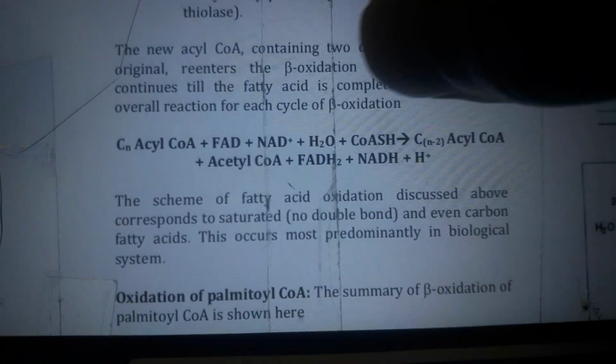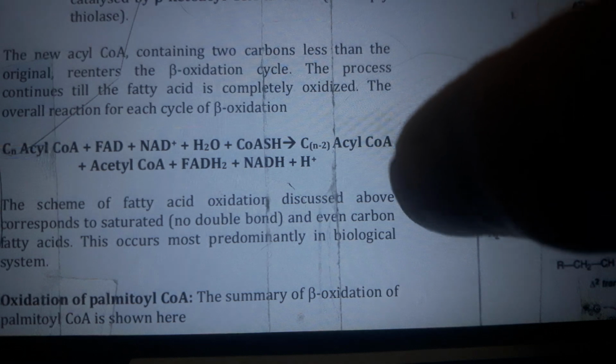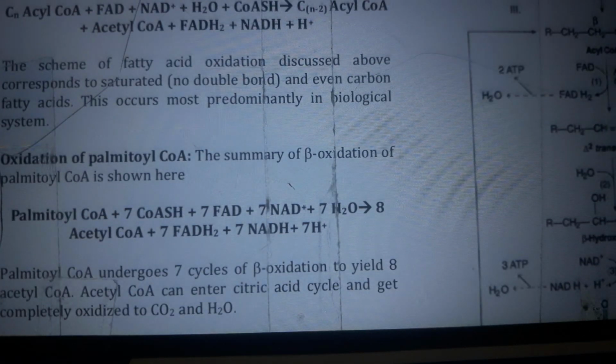Cleavage. The final reaction of beta oxidation is the liberation of a 2-carbon fragment, acetyl-CoA, from acyl-CoA. This occurs by a thiolytic cleavage catalyzed by beta-ketoacyl-CoA thiolase, or simply thiolase. The new acyl-CoA containing 2 carbons less than the original re-enters the beta oxidation cycle. The process continues till the fatty acid is completely oxidized.